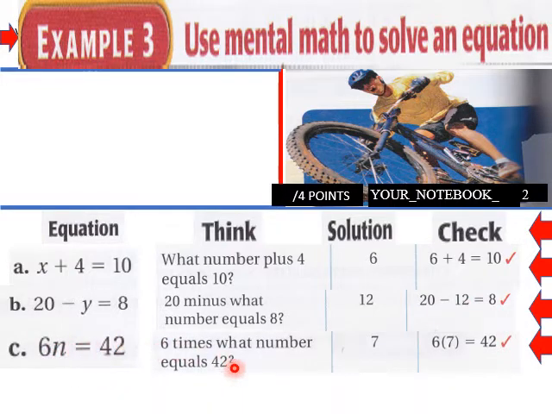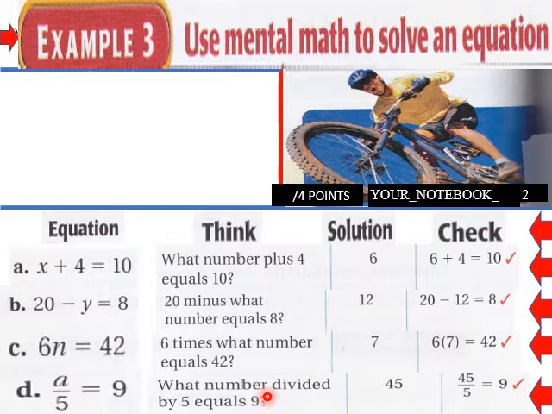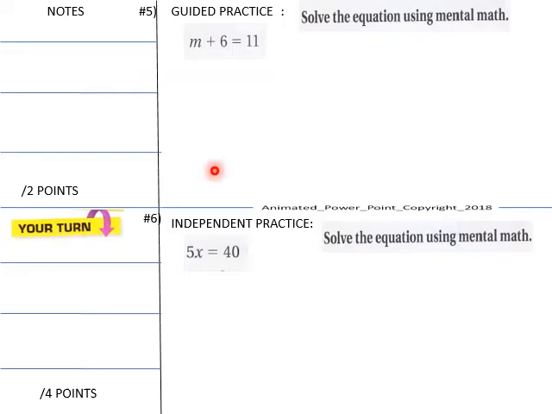6n equals 42. 6 times what number equals 42? Of course, it's 7. So 6 times 7 equals 42, so it checks. And then a over 5 equals 9. What number divided by 5 equals 9? It's 45. You plug it in, 45 over 5 equals 9. So there's the mental process to solve an equation.